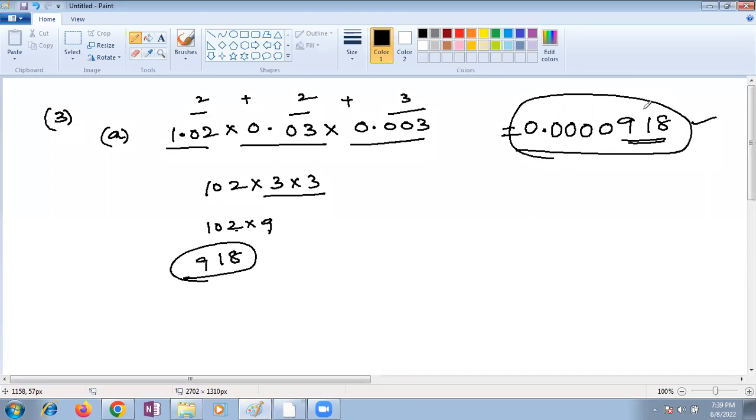918 and 0.00. More than 2 decimal number multiplication is also very similar to 2 numbers. But you have to count how many decimal places there are in your question. Add up all those decimal places and keep that as required. You have to add zeros and put the decimal point.